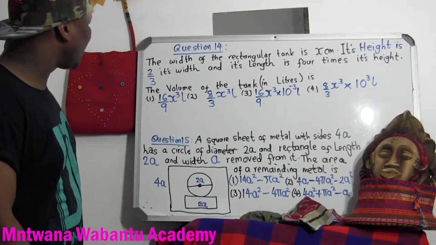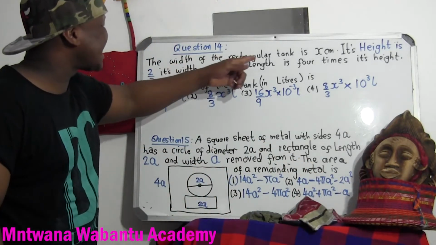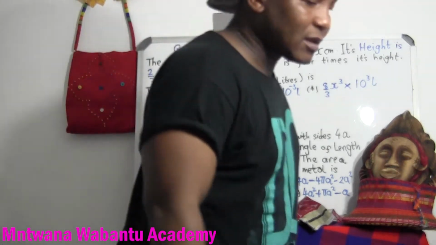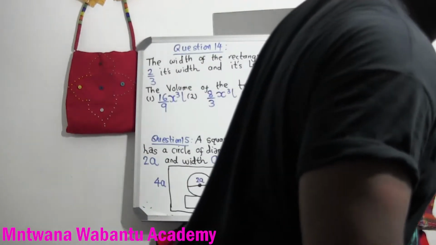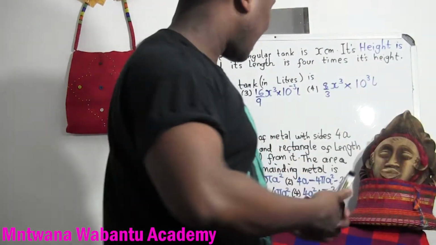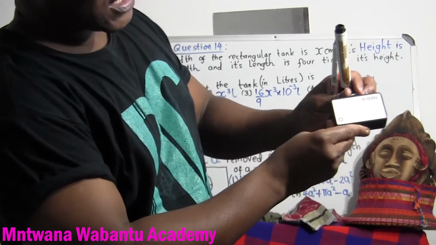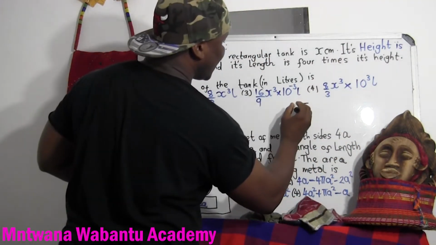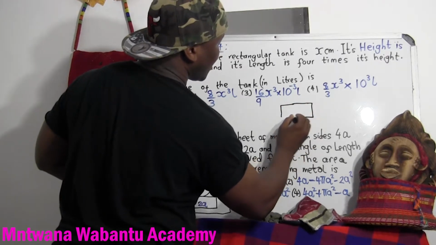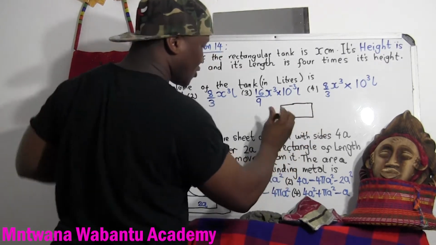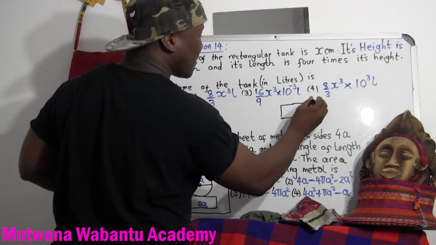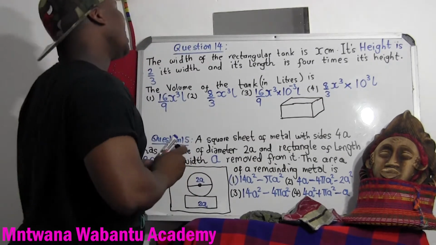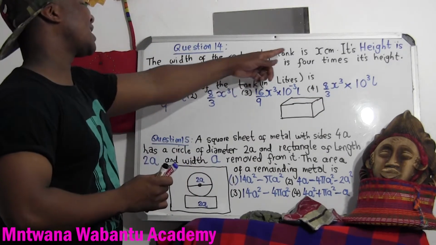Let's get started. So now the question says the width of the rectangular tank. A rectangular tank is like a rectangle, something like this. This is a rectangle, which means one side must be longer than the other. So a rectangular tank means it's like this, an actual tank.